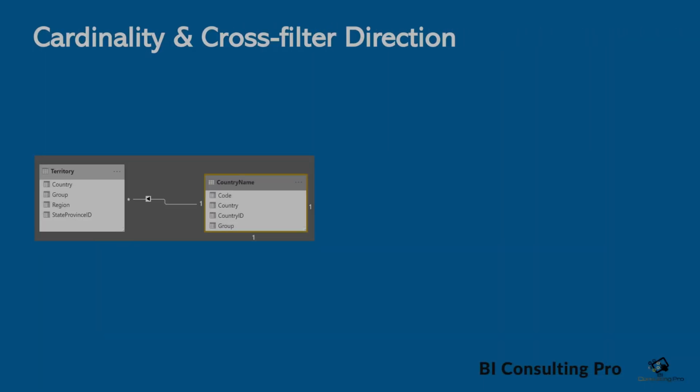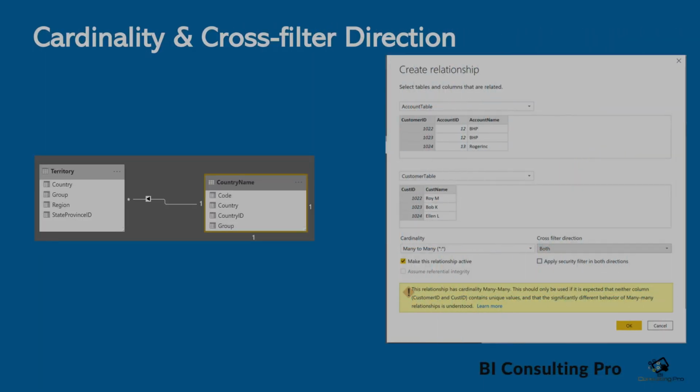Data can be filtered on one or both sides of the relationship. These come under the concept of cross filter direction. As you can see on this screen, there is a cross filter direction over here. You will notice over here this is a cross filter direction.